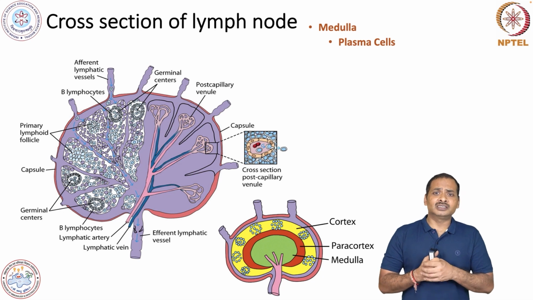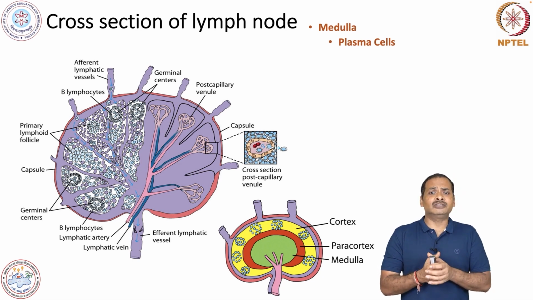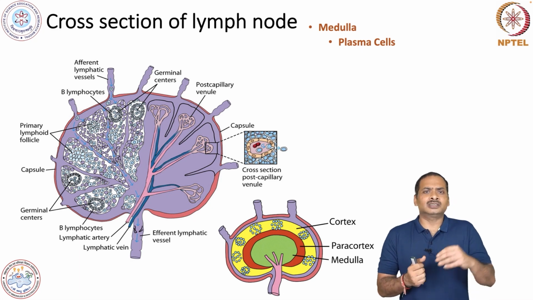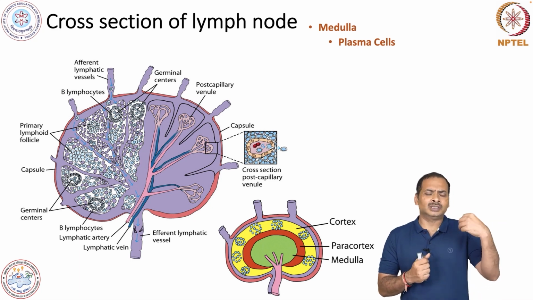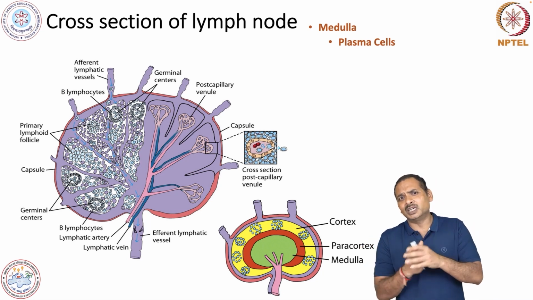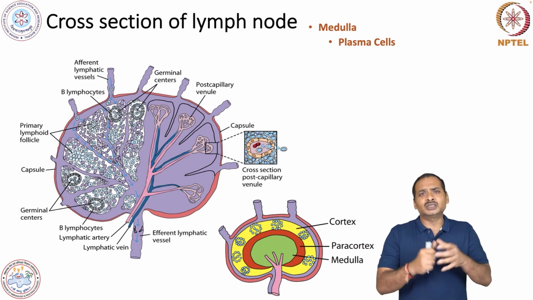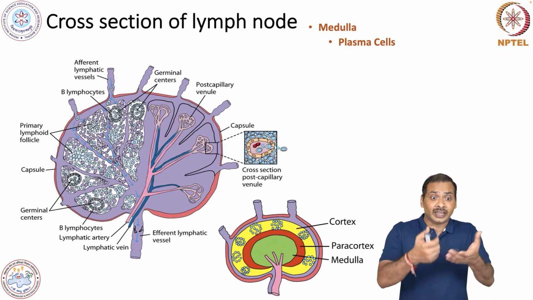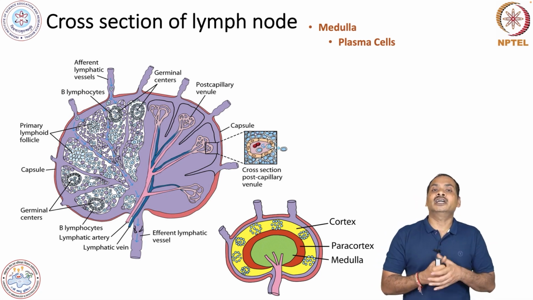This medulla region has plasma cells. It will be rich in plasma cells. It's not that there are no plasma cells elsewhere; some will also be in the germinal center, where differentiating B cells become plasma cells, but most of the plasma cells are residing in the medulla region, and that's why the afferent vessel is rich in antibodies.